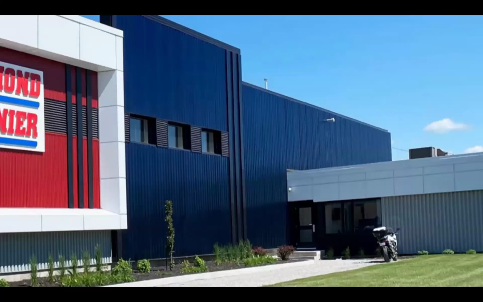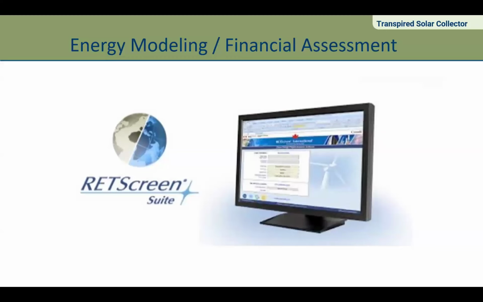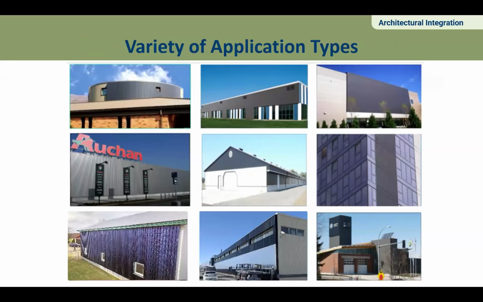So here's a picture of a transpired solar collector. Not sure exactly what this is, but I believe it's a self-storage building. So they were using it to keep that building, locker building in a relatively comfortable temperature state. It does come with energy modeling and financial assessment through RETScreen, which is the software package that comes with the system as well. It's used in a wide array of applications.